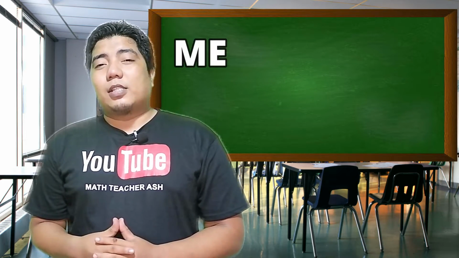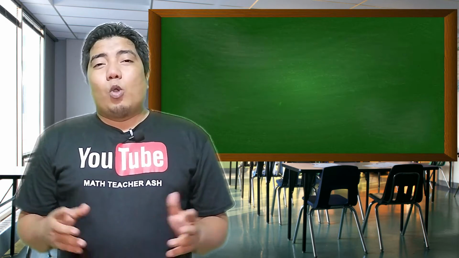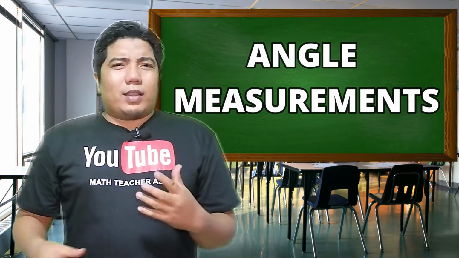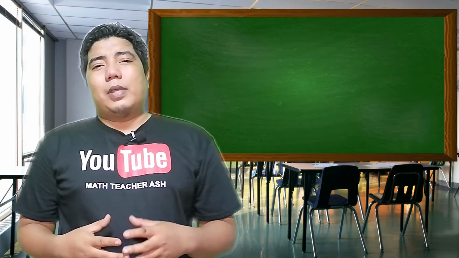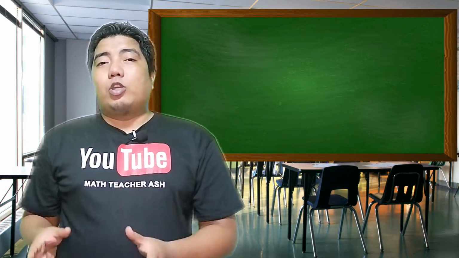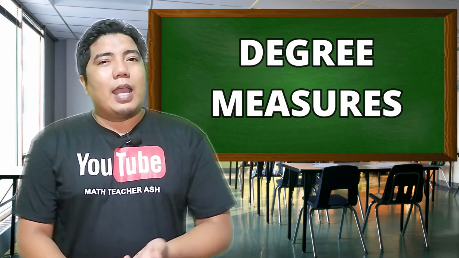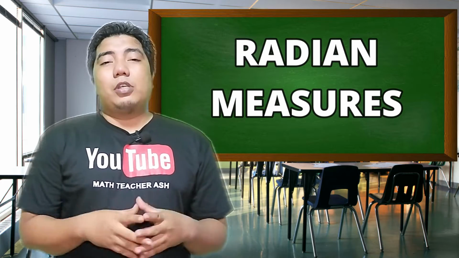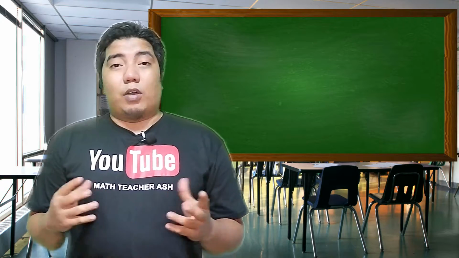Today, we're going to discuss the most essential learning competency-based lesson for Quarter 2 of Grade 10 Mathematics, which is all about angle measurements. Now, the question is, what are angle measurements? In terms of a circle, angle measurements can be represented in two ways. The first one is the degree measures, which is the common idea for us in measuring angles. And the second one is the radian measures. The radian measure is based on pi and the radius of the circle.